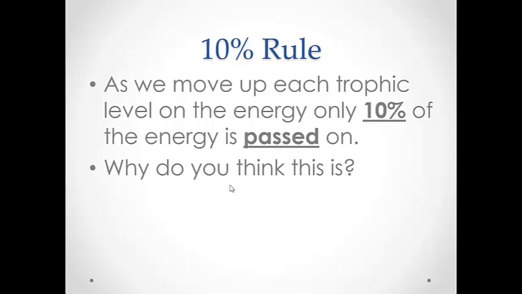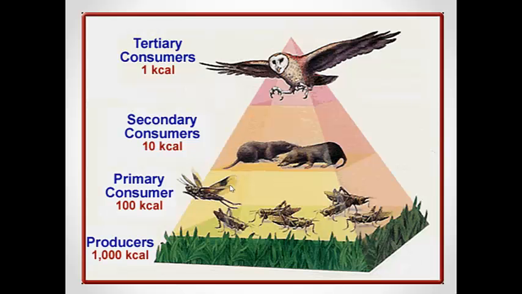Here's what I mean. There's a 10% rule that says as we move up each trophic level of an energy pyramid, only 10% of the energy is passed on. Think for a second. Why do you think this is? Here's an example of the energy pyramid we'll be looking at.